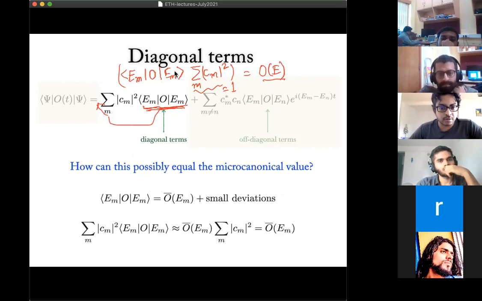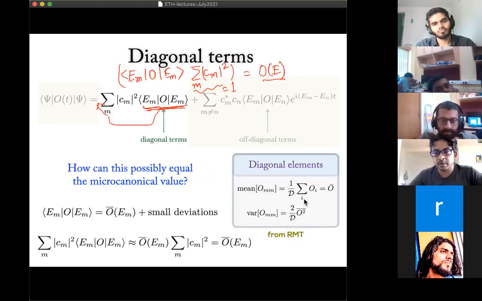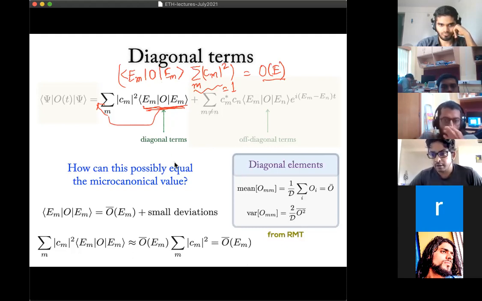So I just wrote this thing over here. This is essentially the mean plus some small deviations, and therefore you can factor this part outside the sum. Just a reminder: from the random matrix example, we saw that for the diagonal matrix elements, the mean was this, and the variance, which is the small deviations, is actually small, suppressed as 1/T. So if we take that ansatz for the matrix elements of the operator O, then we can reproduce the microcanonical value.